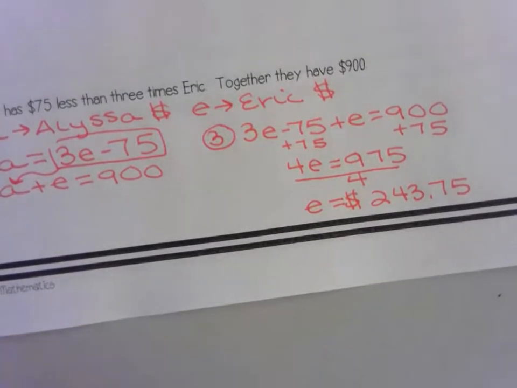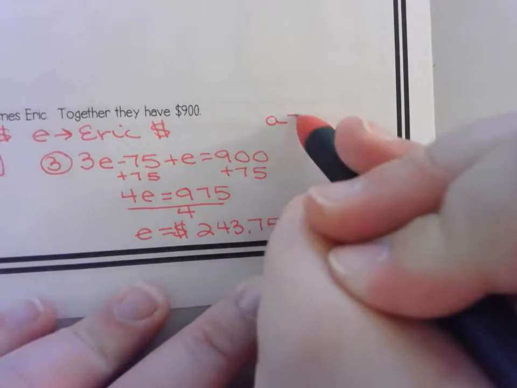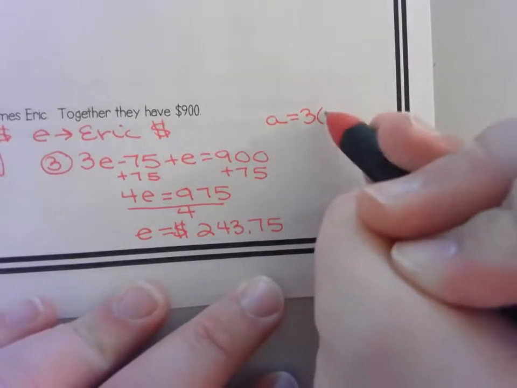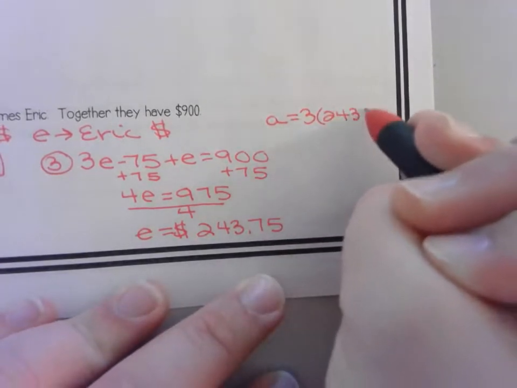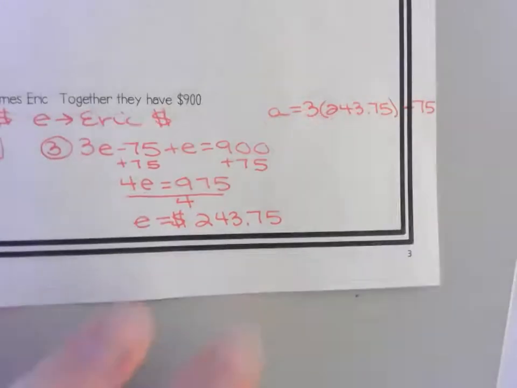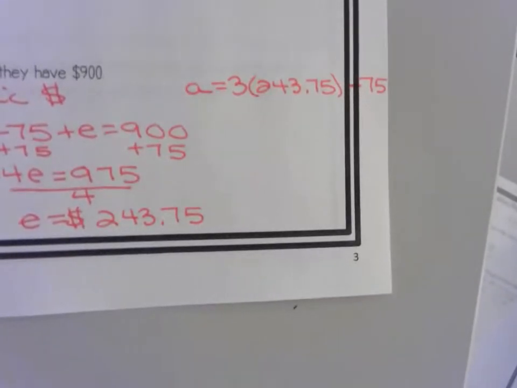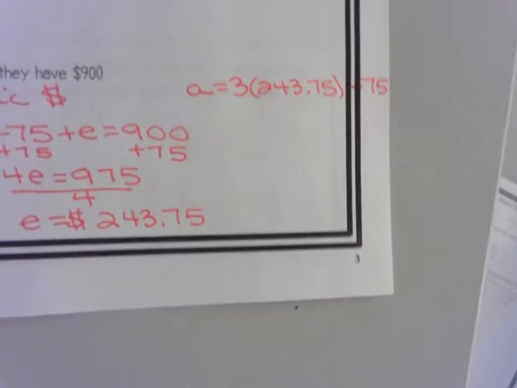If I know how much money Eric has, now use the equation. That's easier. A equals 3 times 243.75 minus 75. So plug it in. Substitution is nice, even though that may not be your first choice, because you're always going to have a nice equation to plug it into.